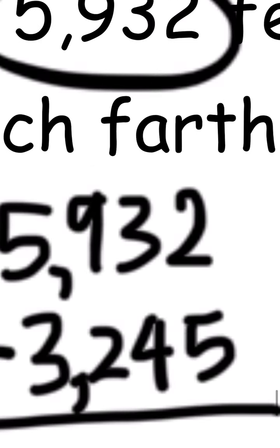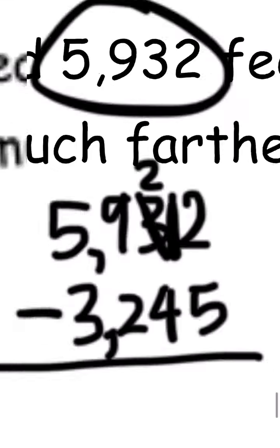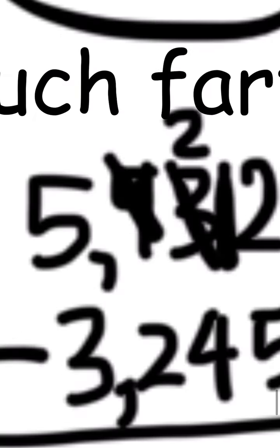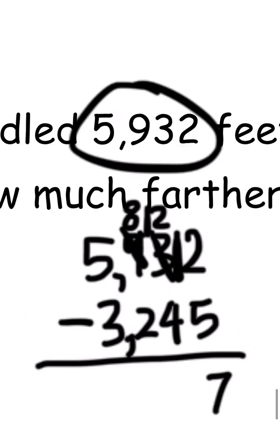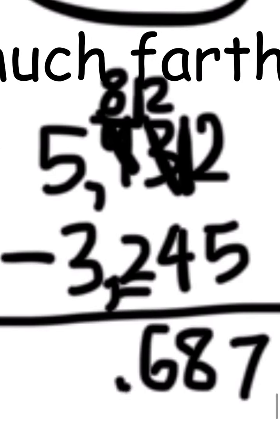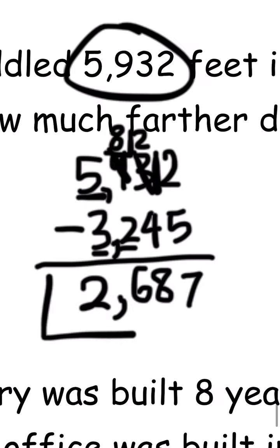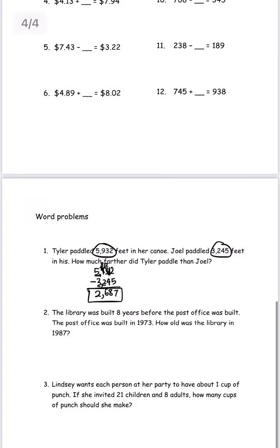So we need to borrow from 3, which is going to be 2, and 2 is going to become 12. 12 minus 5 is 7, and again, we need to borrow from 9, which is going to be 8, and 2 is going to be 12. 12 minus 4 is 8, and 8 minus 2 is 6, and 5 minus 3 is 2. So 2,687 is the answer for number 1.